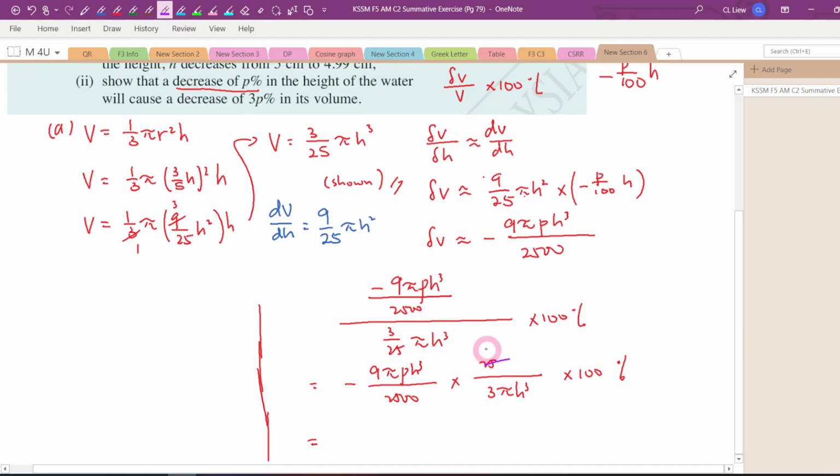So this one, you can simplify them, divided by 25, divided by 25, and 100 and 100 you can simplify further. How about pi, 3 divided by 3, and h cubed? So we go through the whole thing carefully. What do we have left here? Negative 3p, right? Okay, so we have shown that a decrease of p% in the height of the water will cause a decrease of 3p% in its volume.